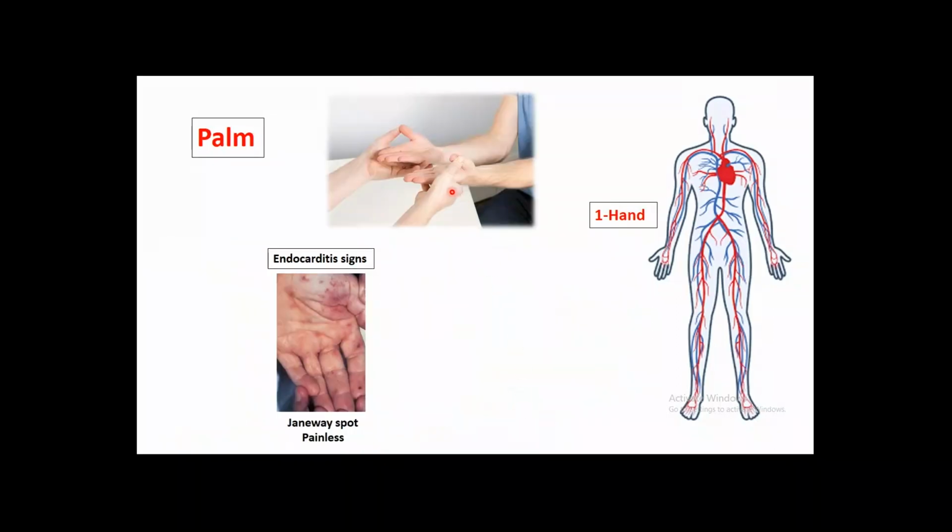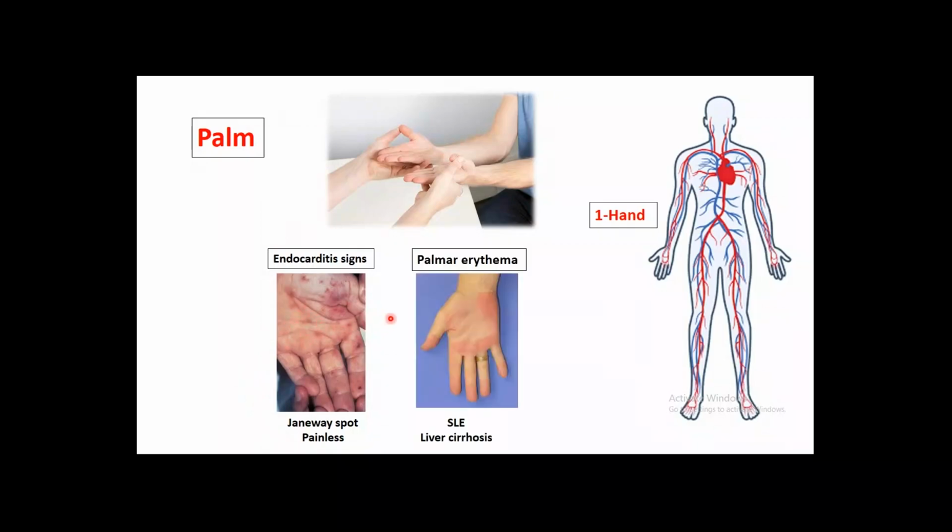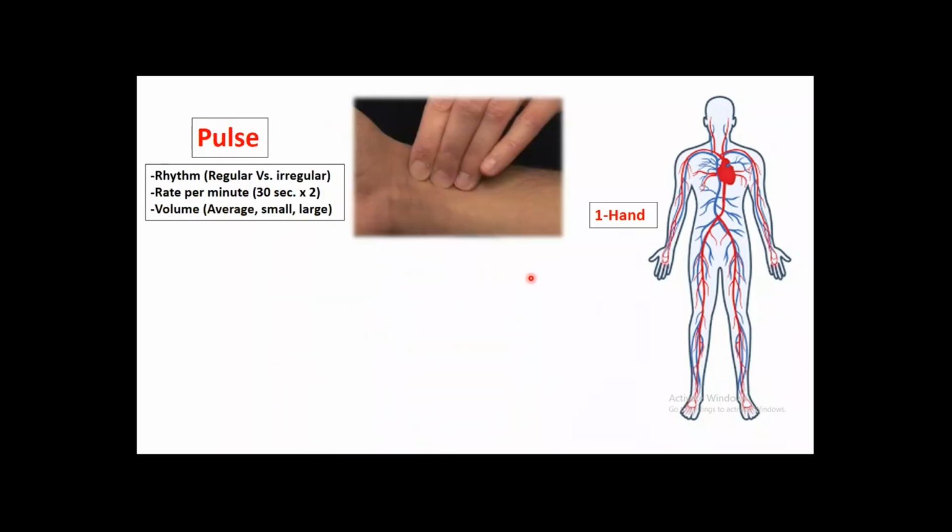Then shifting to the palm of the hand, searching also for other signs of endocarditis, like Janeway spots, which are painless spots on the palm of the hand. Palmar erythema, which might be seen in some systemic diseases like systemic lupus or liver cirrhosis. Then step upward for radial pulse palpation.